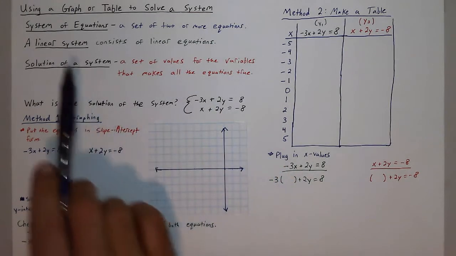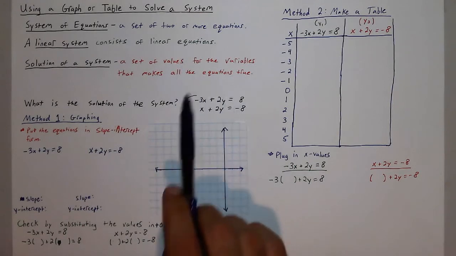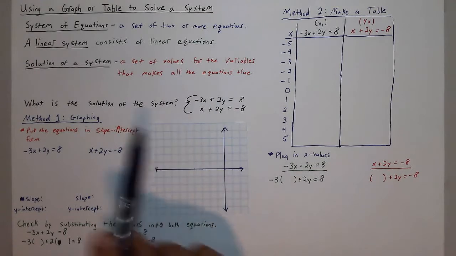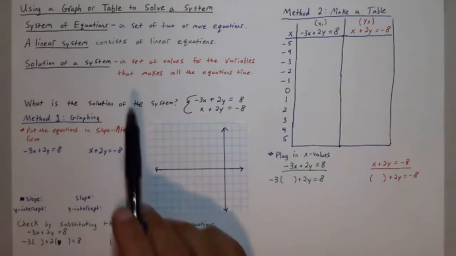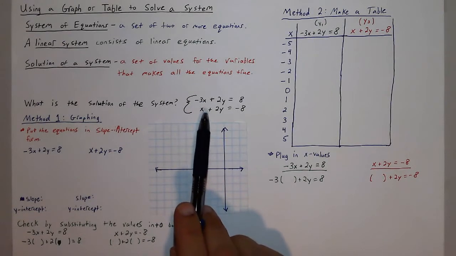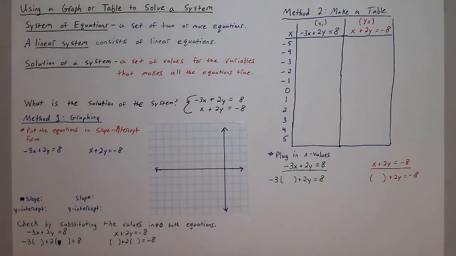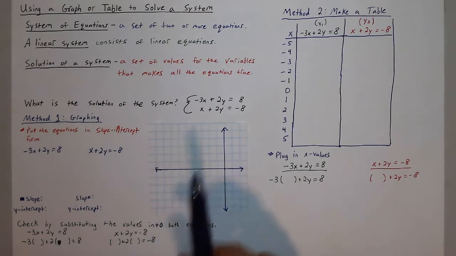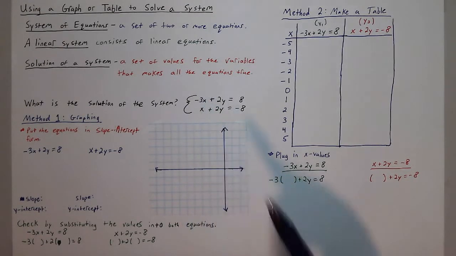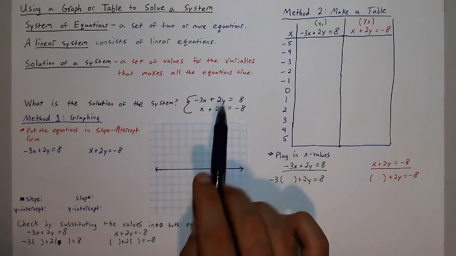Now, more specifically, a linear system consists of linear equations. So this is a linear system because both of these equations are lines in standard form. And lastly, a solution of a system is a set of values for the variables that makes all of the equations true. So we're looking for a pair of x and y that makes both of these equations true at the same time. So where both of these would be true at the same time is where these two lines would intersect, and they would share one point in common, and that would be the solution to the system.